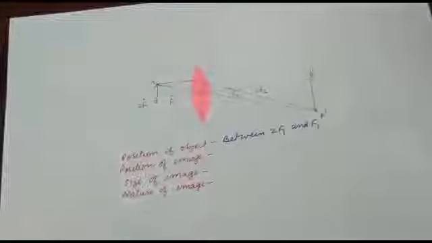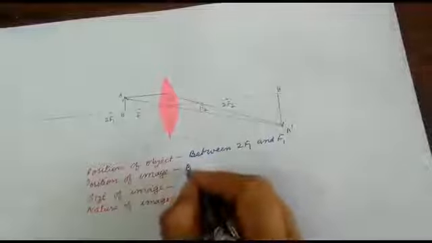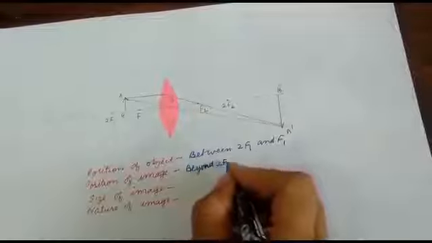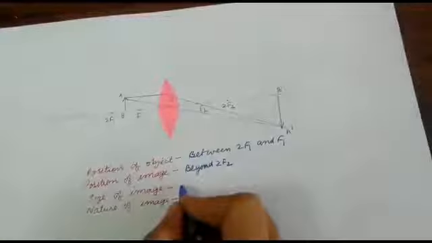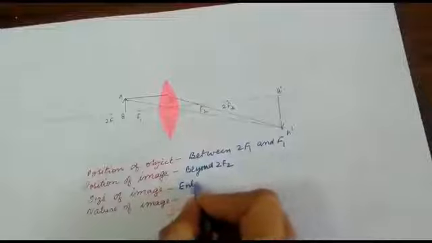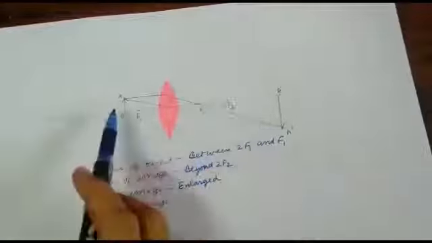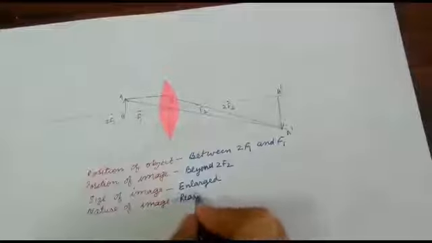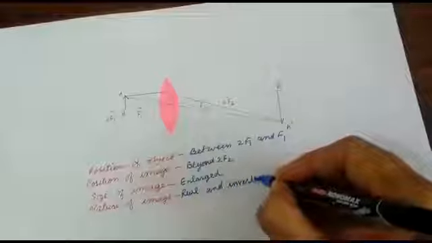As is clearly visible, the position of the image is beyond 2F2 on the other side of the lens, and the size of the image is enlarged. It is very much clear from the ray diagram that the image formed is really very big compared to the object. Nature of the image is real and inverted.